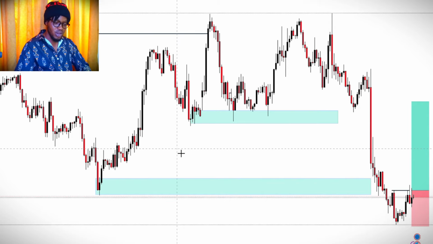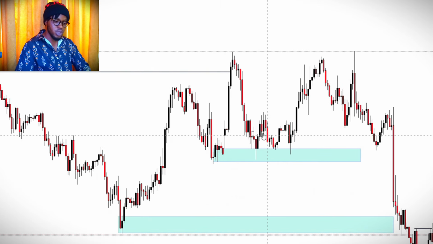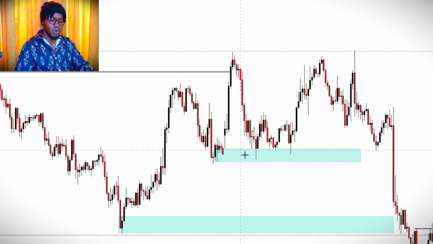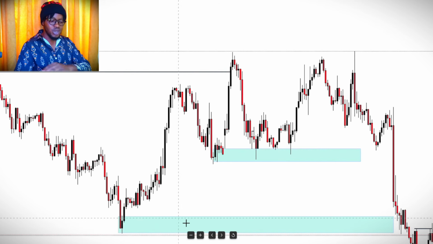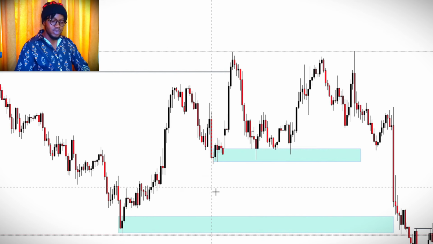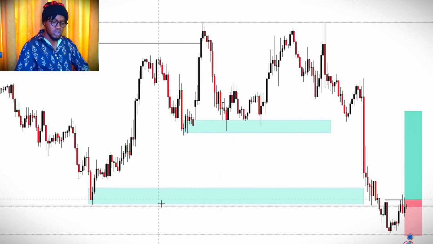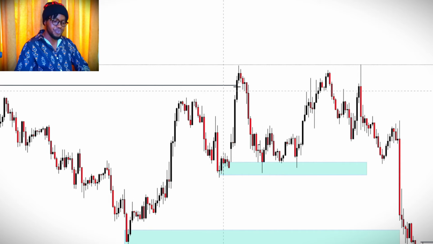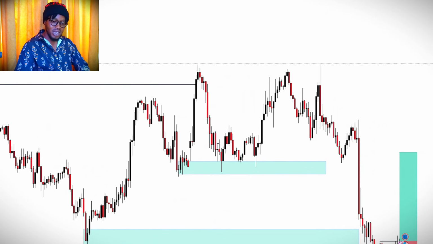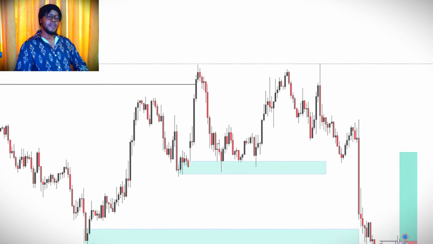So whichever way we are seeing a shift of structure on the lower time frame, we will trade from that point. Either this first demand zone or this second demand zone. If we see a shift of structure here, then price is going bullish. If we see a shift of structure here, then price is going bullish, whichever ways. All right, so now let's go to the 15-minute time frame.